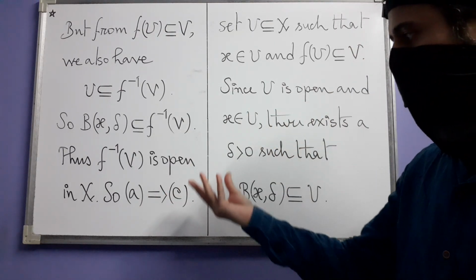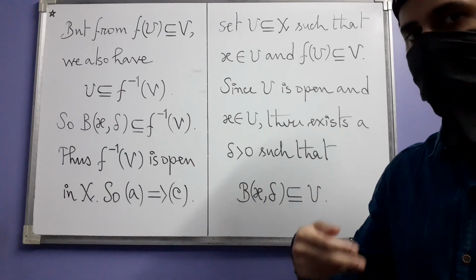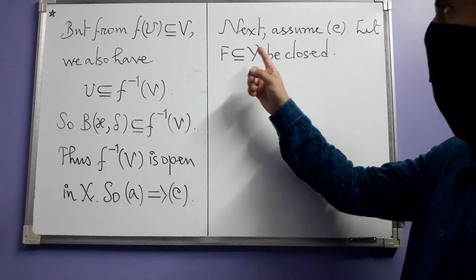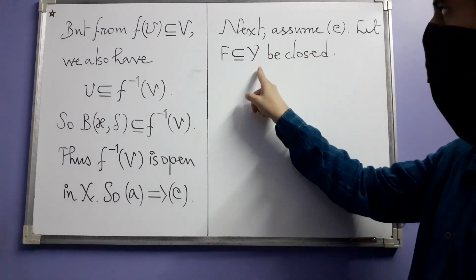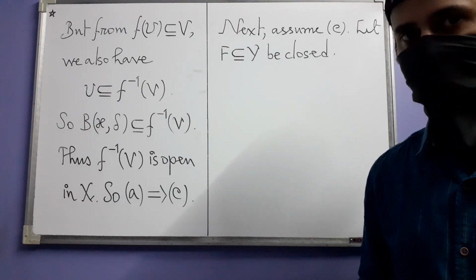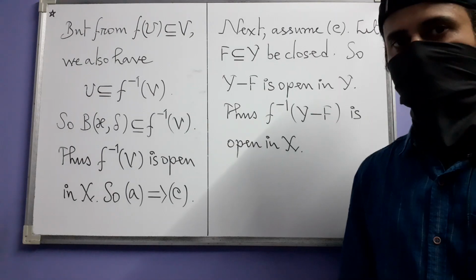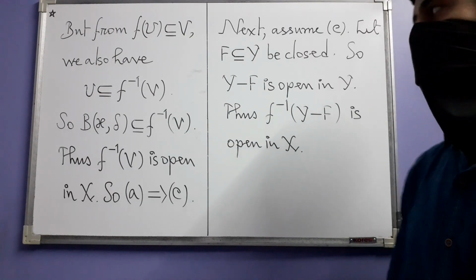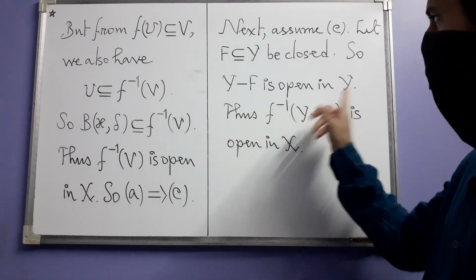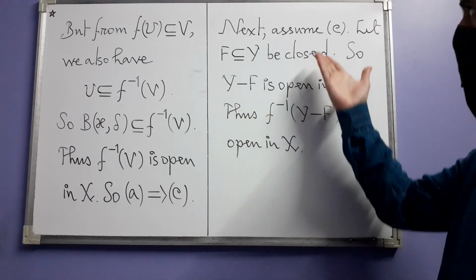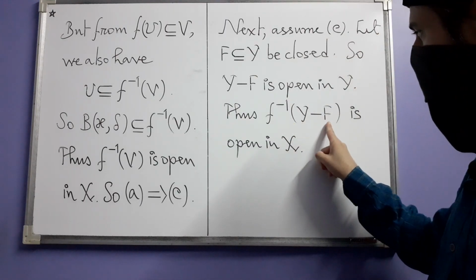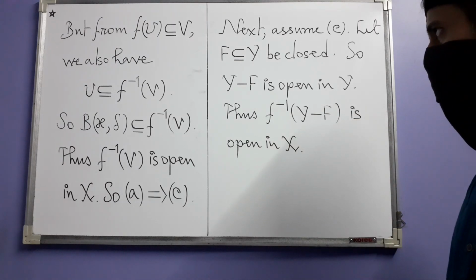Now next we are going to assume C and prove that that implies D, and then D implies A. So next we assume C and let F be a closed set in Y. Now we need to show that f inverse of F is closed in X. Now F being closed in Y means Y difference F, the complement of F in Y, is open in Y. But then by this hypothesis, statement C, f inverse of Y difference F will be open in X.